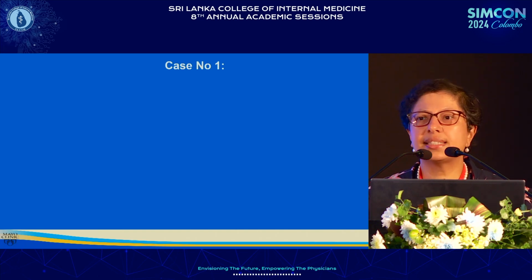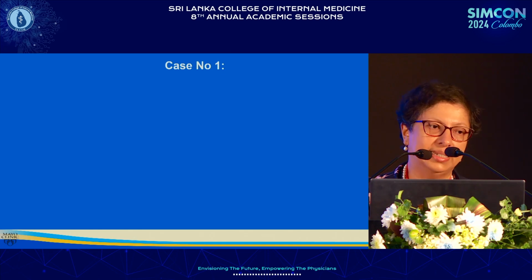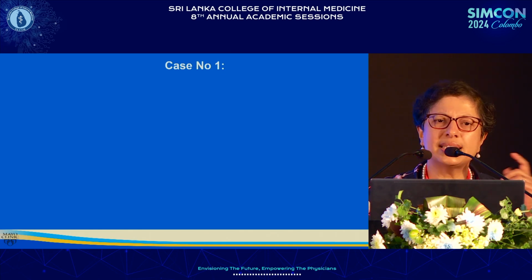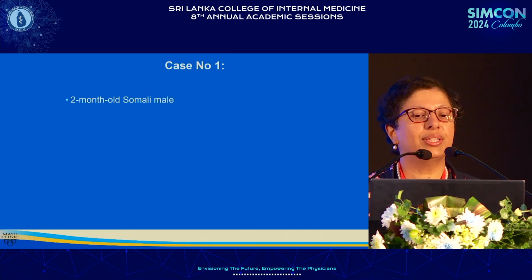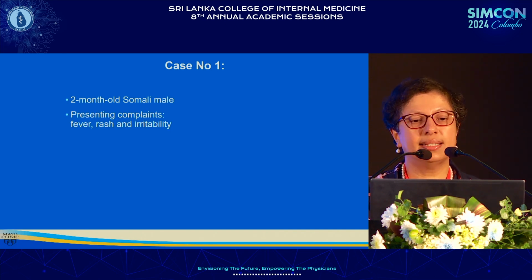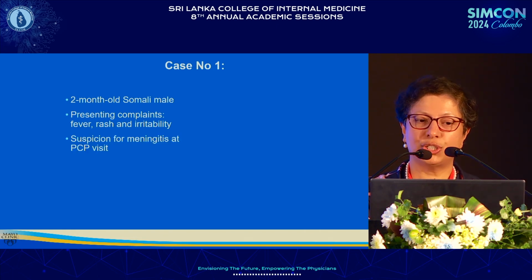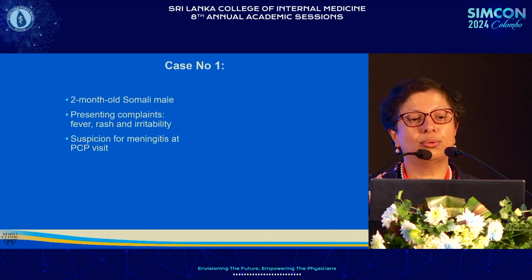So switching gears, I want to give you a few pearls. I want to talk about a young infant. I know this is an internal medicine audience, but just to stress a few points. This was a 2-month-old Somali male child that came to us. He presented with fever, irritability, and rash. And so there was a suspicion for meningitis in a young 2-month-old infant.